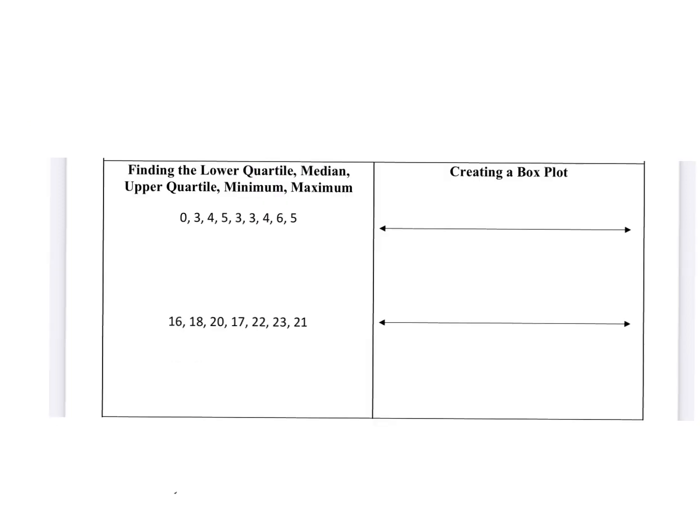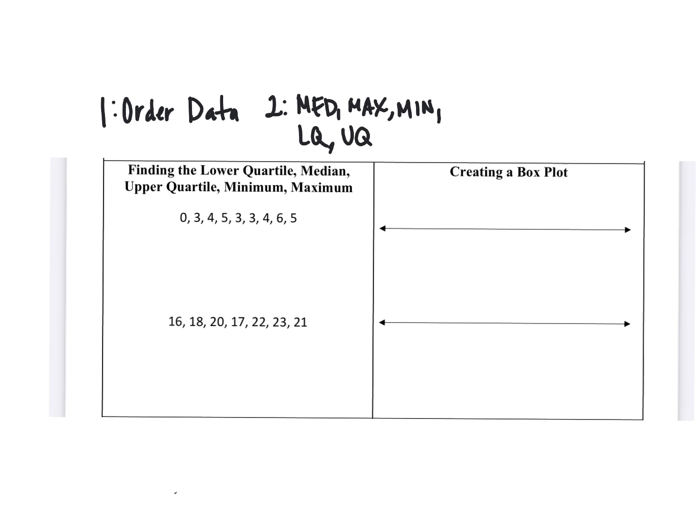Okay, so let's go ahead and work with creating a box plot. The first thing you always do, step number 1, is you are going to order the data. And then you're going to find the elements. So step number 2, you'll find the median, the max, the minimum, the lower quartile, the upper quartile. You'll find all those elements, okay? And then lastly, you'll create your box plot. Okay, so let's go ahead and do that.